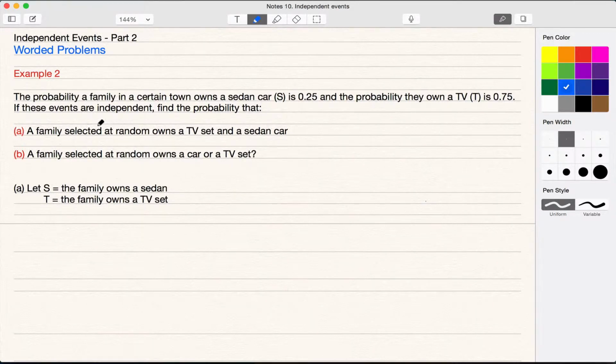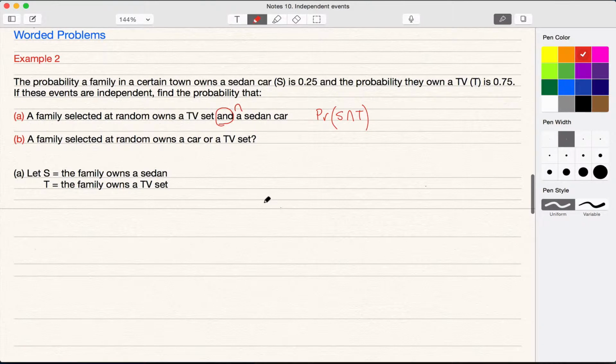Question A. Find the probability that a family selected at random owns a TV set and a sedan car. I would say the most important word in that question A is the word and. And we know that and means intersection. So what we're trying to find is the probability of S intersection T. So useful to have that there.